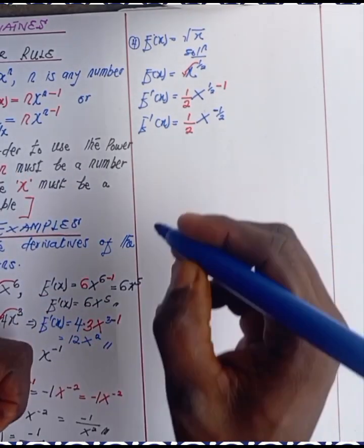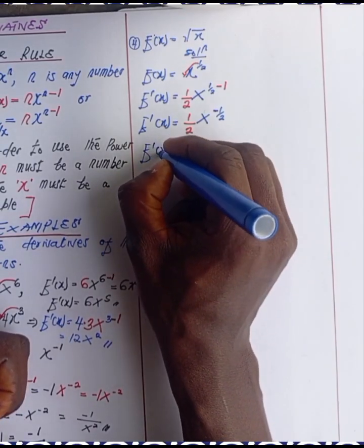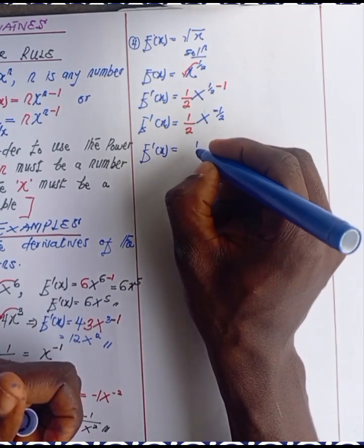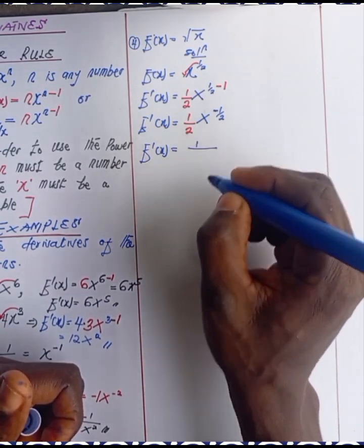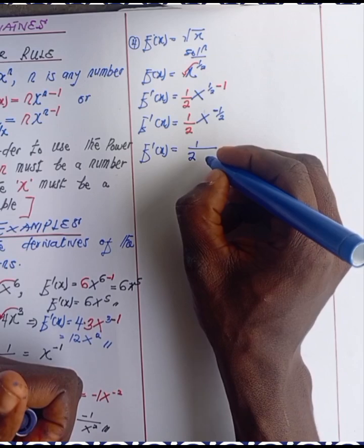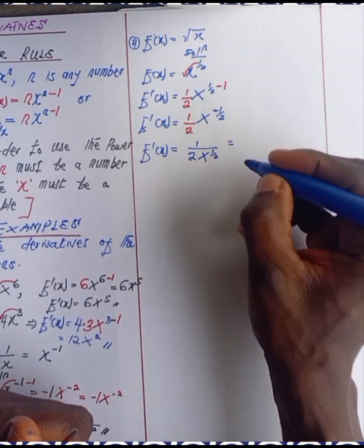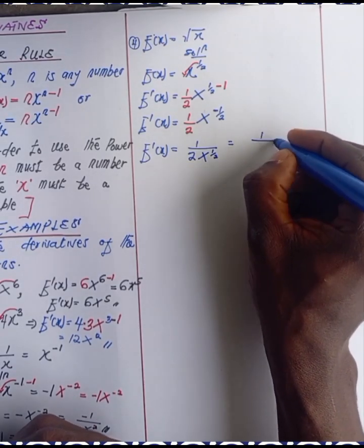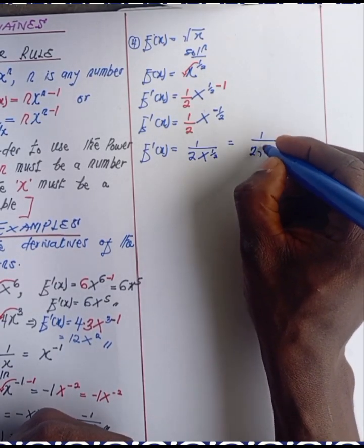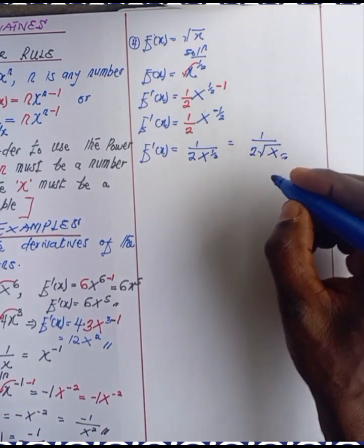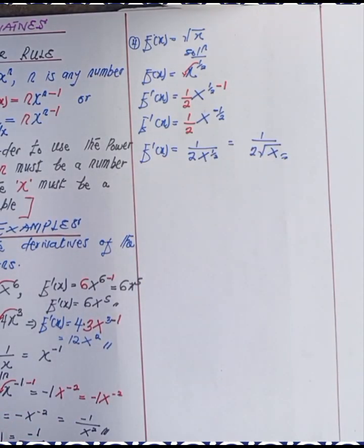So we can say that the derivative f prime of x is going to be 1 all over 2 x exponent half, and this can be simplified to give us 1 over 2 root of x, and this is the derivative of the function root of x. Let's take the next example.